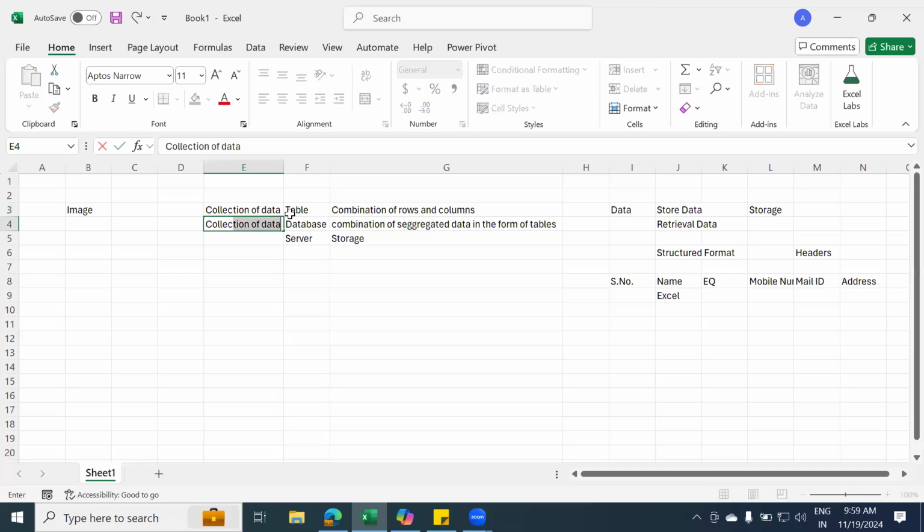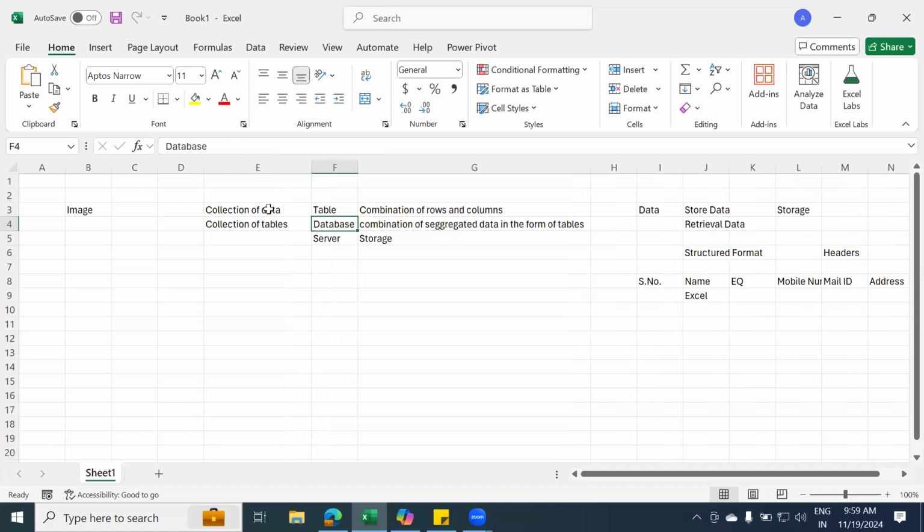Then let's come to database. A collection of tables I consider as a database. So whenever we say database, basically what we are doing, we are storing the entire data in tables. All these tables are stored in a database. Now, all these databases are stored in a server. Am I clear? Any questions? So this is how we have the terminology, guys.